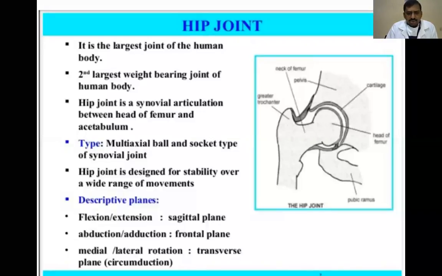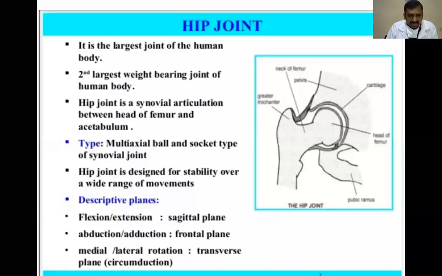The hip joint is designed for stability over a wide range of movements. Stability is the main purpose of the hip joint. At the same time, it also allows a wide range of movements. Not like the shoulder joint. There are some restrictions when compared with the shoulder joint. But when compared with other joints of the lower limb, it is somewhat mobile, that is, the range of movements is greater. So that is the type of the hip joint.